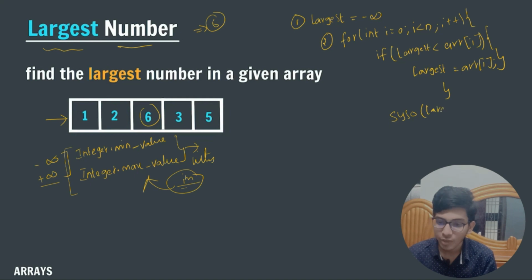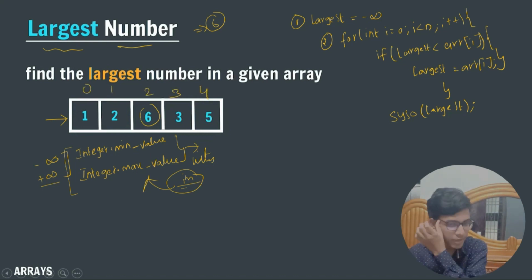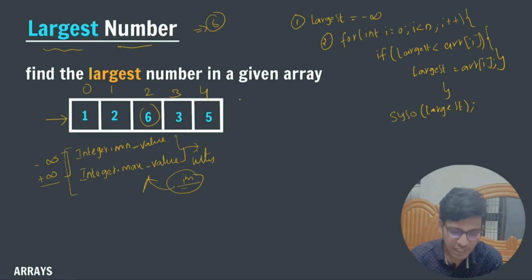Let me dry run this. By doing a dry run you will understand it better. Here, this is my 0 index, first index, second index, third index, fourth index. So these are my indexes, and here initially largest is equal to minus infinity and i is equal to 0.